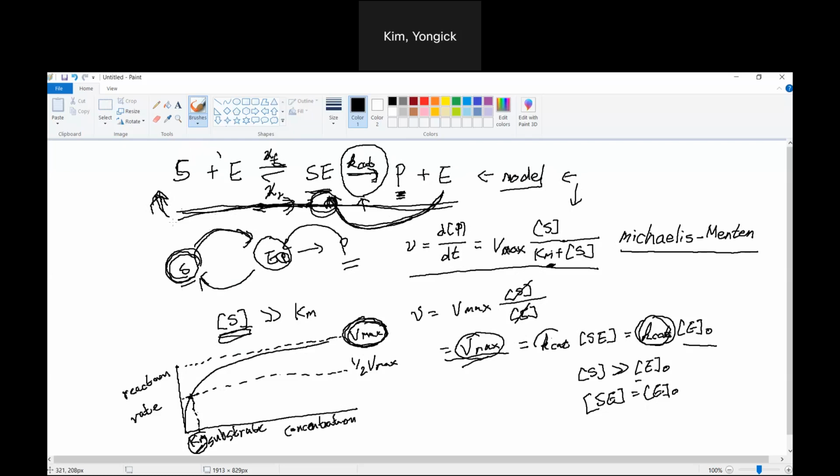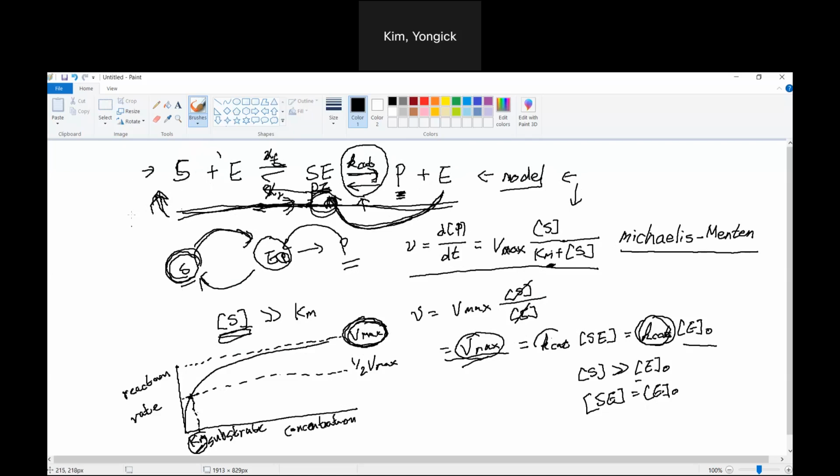In real life there are actually many reversible enzymes. So the product can bind to the enzyme and then make a substrate again, PE and then make a substrate again. For this kind of enzymatic reaction, this equation cannot be applied. So we need a more complex equation.